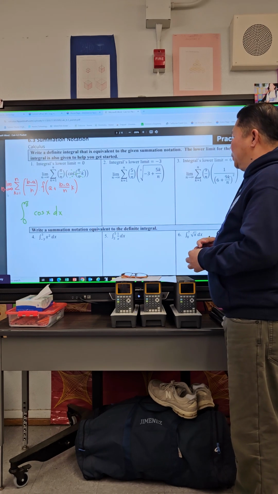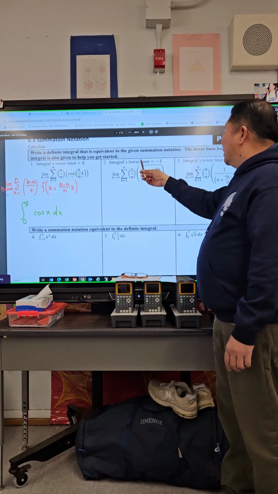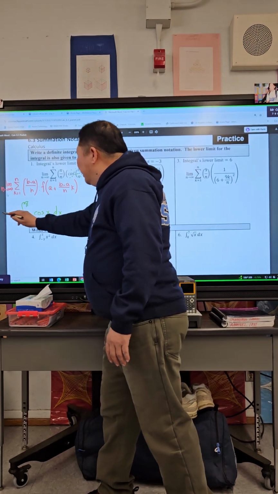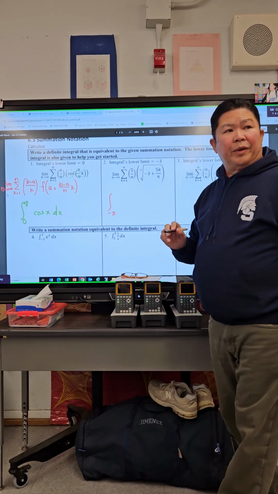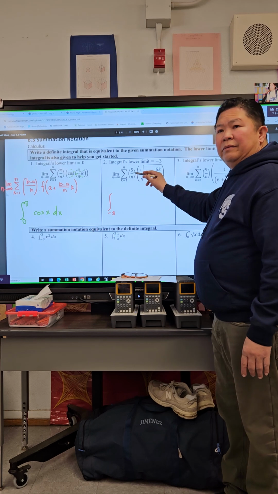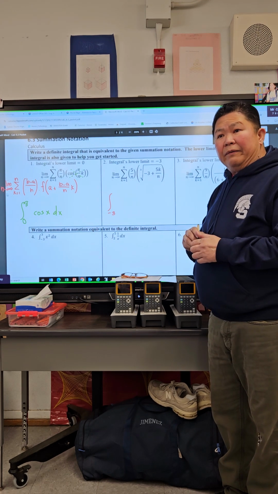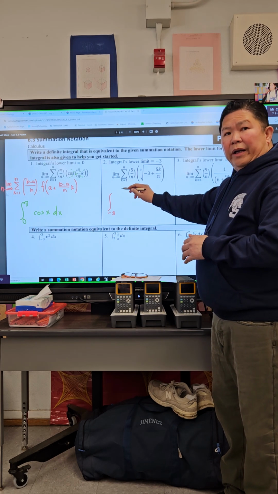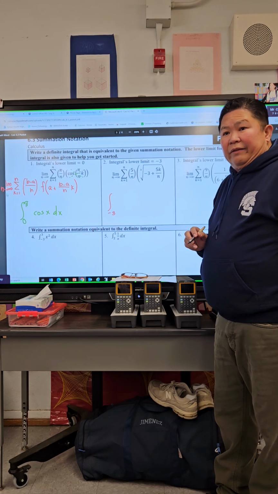Let's move on to the second one. It says the integral's lower limit is -3. So we now write the lower limit, which is given as -3. You get me, guys? This is the lower limit. But look at the numerator right here, 5. Where do you think that 5 came from? It's coming from the upper limit minus the lower limit. This is the x right here, and we need to know what x is.